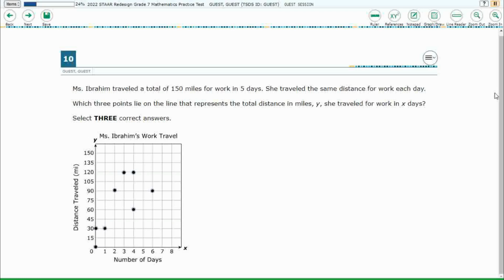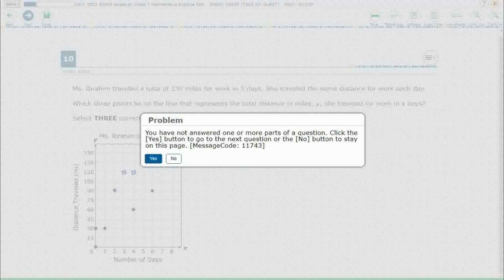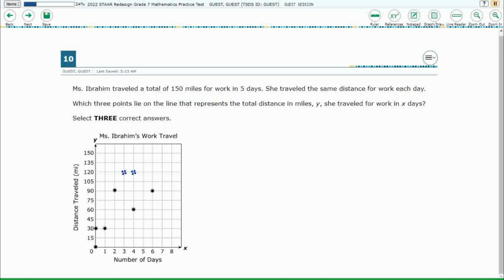So first, let's take a look at this hotspot. We need to select 3 correct answers from this problem situation. So watch what happens if I just try to select 2 and hit next. It's going to say that you have not answered all of it. And what if I try to hit 3 and then try to hit this 4th? I'm trying to get that point at 460, and you see it's blue, but it's not going to let me do more than 3. So this problem is designed to make sure you only select 3 answers.